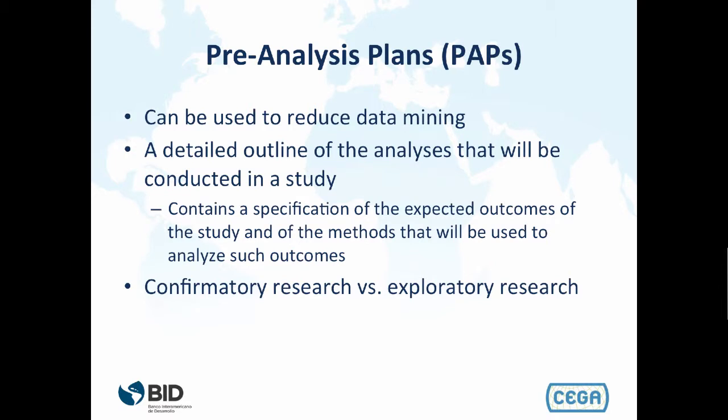The first is pre-analysis plans. Pre-analysis plans can be used to reduce data mining. These are a detailed outline of the analyses that will be conducted in the study. They contain a specification of the expected outcomes of the study and of the methods that will be used to analyze such outcomes. And really we want to distinguish between confirmatory research and exploratory research. We certainly don't want pre-analysis plans to tie anyone's hands and prevent them from exploring the data set once they have it, but we just want to advocate for and make sure that that exploratory research is really well documented and understood.